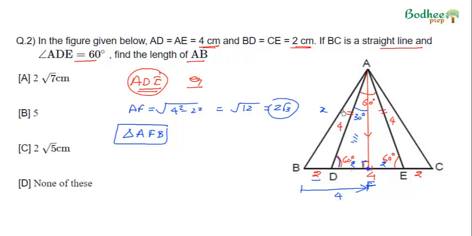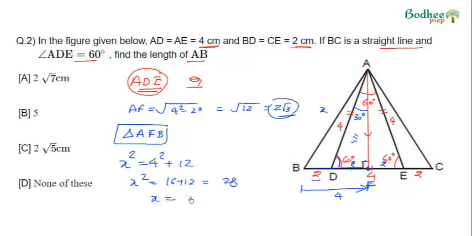So assuming that AB is X, again we can apply Pythagoras theorem. So here X square will be equal to this length, which is 4 square, plus the altitude length, which we have already identified. The square of this will be nothing but 12. So X square is equal to 16 plus 12, which comes out to be 28.